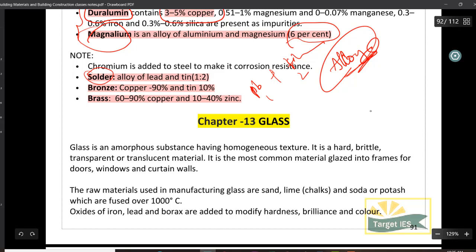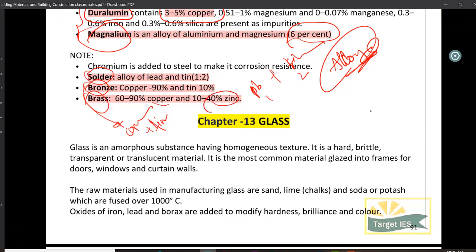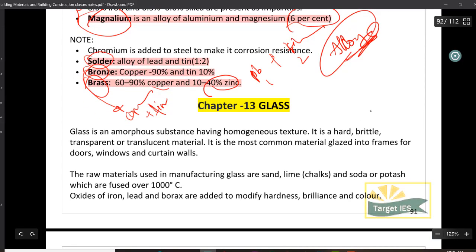We give bronze medals, right? What is bronze? Copper plus tin. Next, brass: door openings and fittings everything will be using it, right? Brass is copper plus zinc. So remember these very important bits: solder, lead and tin; bronze, copper and tin; and brass, copper and zinc. I hope you will remember it.